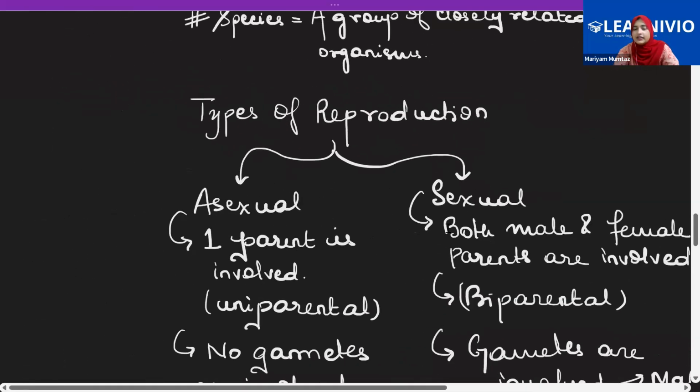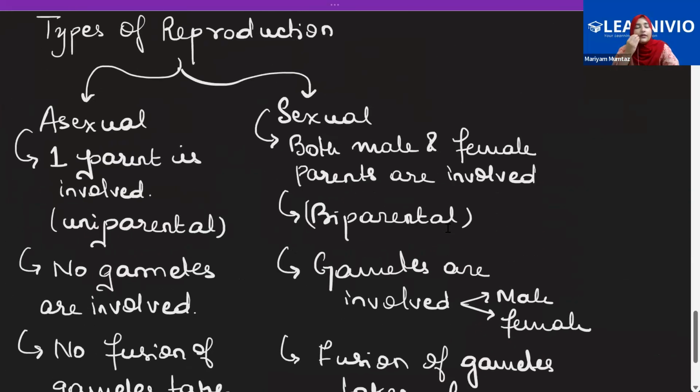Now, furthermore, the types of reproduction. Reproduction is of 2 major types, asexual and sexual reproduction. Asexual reproduction is the one in which only one parent is involved, whereas in sexual reproduction, both parents, female and male, are involved. Because of this fact, asexual reproduction is called uniparental, whereas sexual reproduction is called biparental because 2 parents are involved.